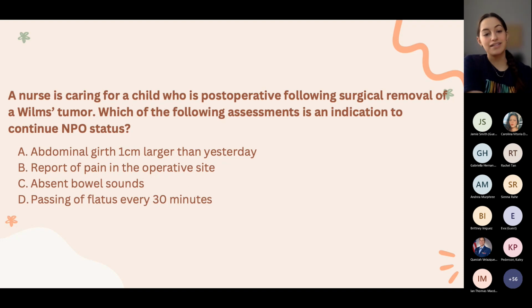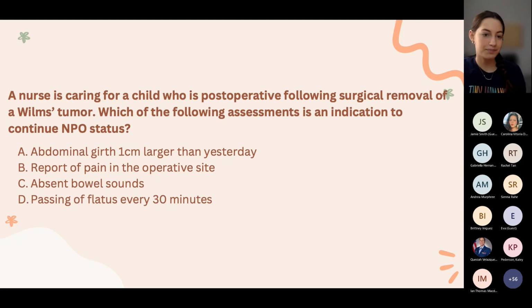Awesome job with this one, guys. So the correct answer is C, absent bowel sounds. Their bowel sounds are absent. We definitely want to keep them NPO, so great job. Abdominal girth of 1 centimeter or larger than yesterday could just be some edema that they're having. And report of pain in the operative site is an expected finding. They just had surgery, so they're definitely going to be in a little bit of pain.